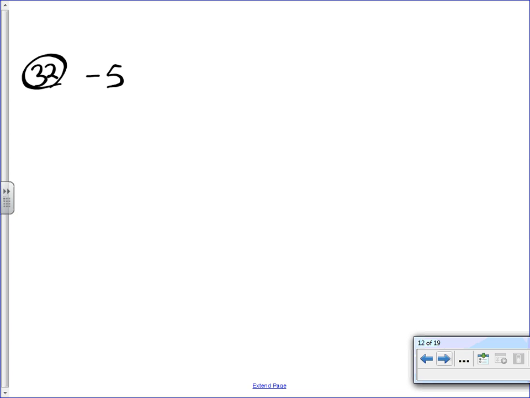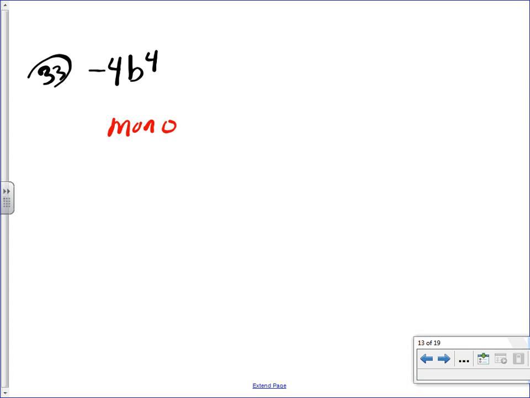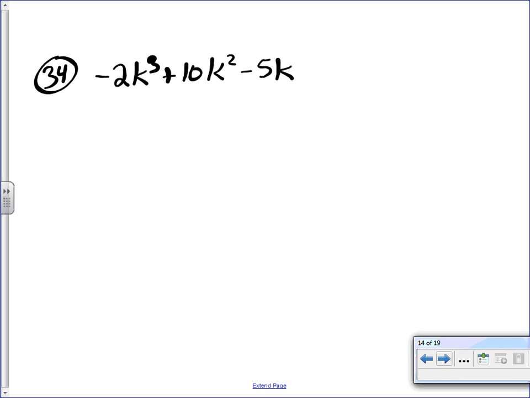Number 32. What is that one? That's also a monomial. It's only one term. 33. Monomial. Number 34 has 1, 2, 3 terms, so that would be a trinomial.